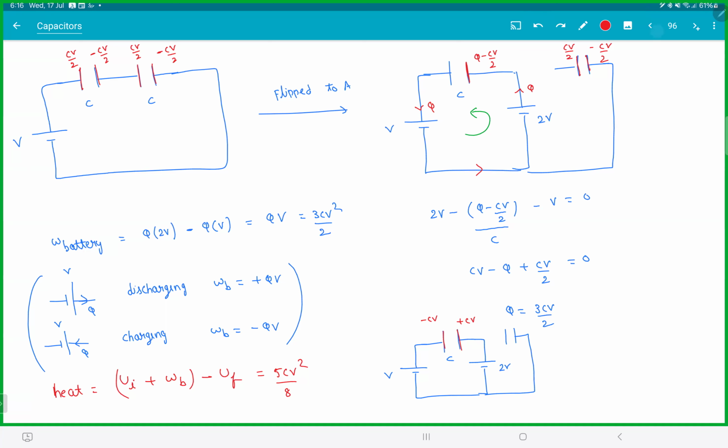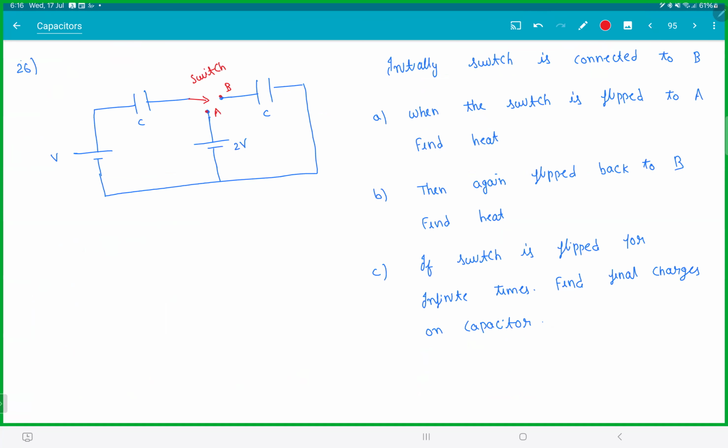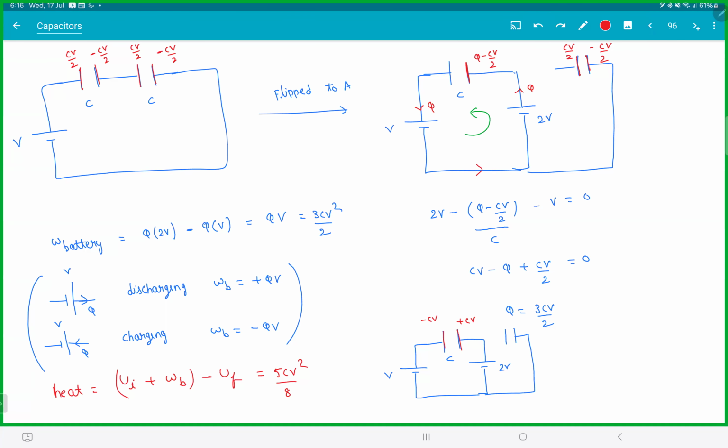Now the switch is flipped back to B again. Now what? Any doubts on this switch? Please ask me. There is one new thing here: if the charge goes into the battery, you have to take minus. So be careful with that. One battery is giving energy and one battery is absorbing energy. The work done by battery need not be positive every time.